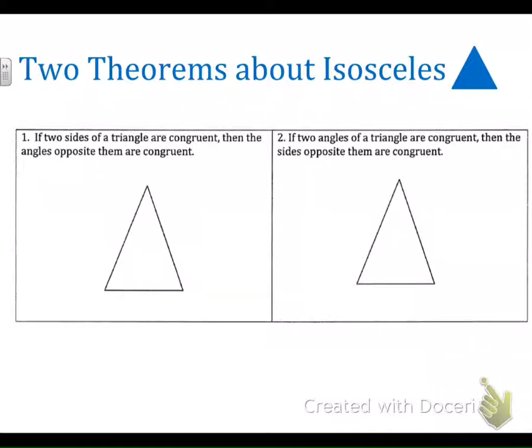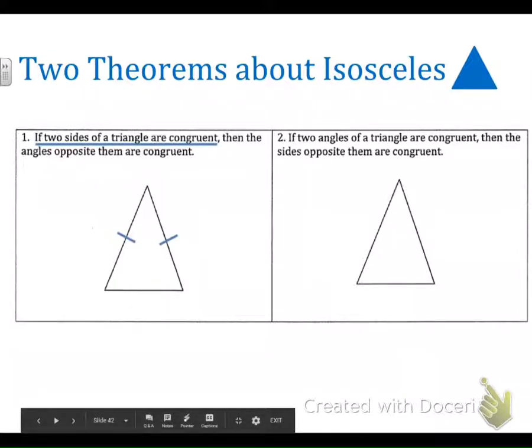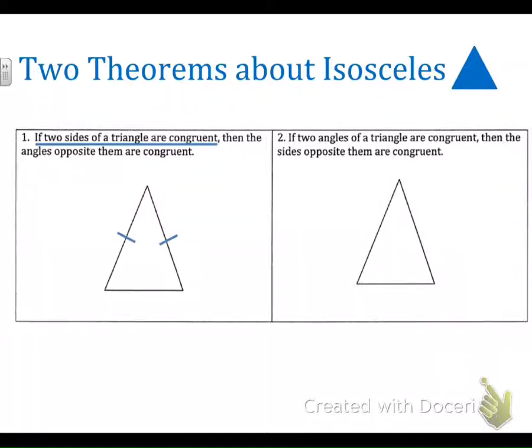The two theorems about isosceles: if two sides of a triangle are congruent, then the angles opposite of them are congruent. So if these two are congruent, then we'll draw an arrow, the opposite angles are also congruent. Then the other way, if two angles of a triangle are congruent, then the opposite sides of them are congruent. So if these two angles are congruent, we can draw an arrow to each of the opposite sides. These are also congruent.